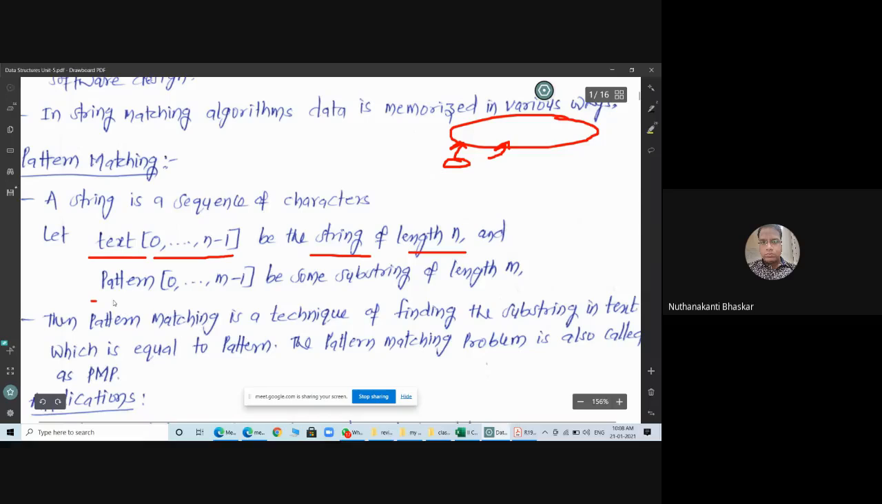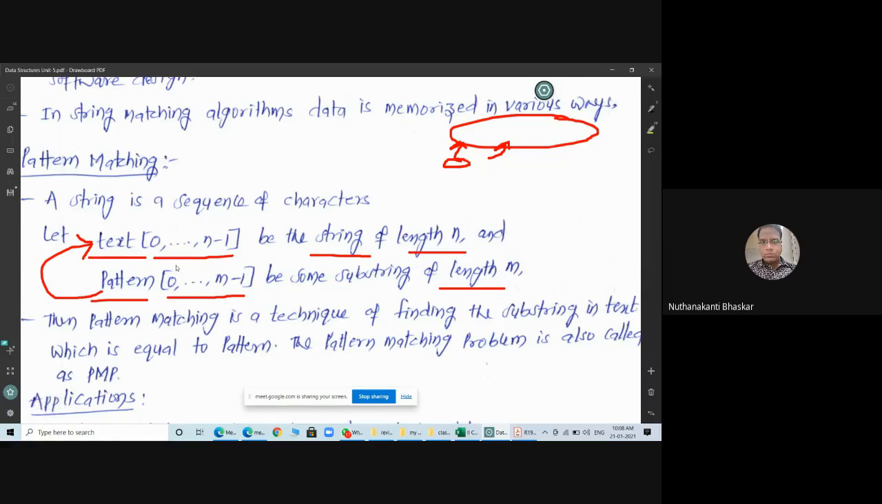Now pattern means what I want to search. Maybe data I want to search or data structure I want to search. That is also a string, but it is a substring. The size is 0 to m minus 1. The length of the substring is m, length of the string is n, length of the substring is m. Now we are going to find this pattern in this text. Whether it exists or not. If it exists, where it is. If it does not exist, you can tell it does not exist.